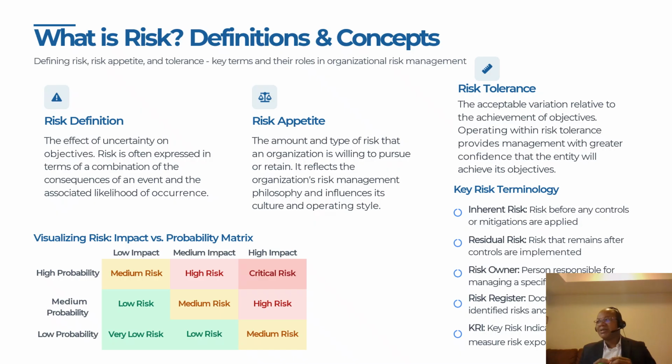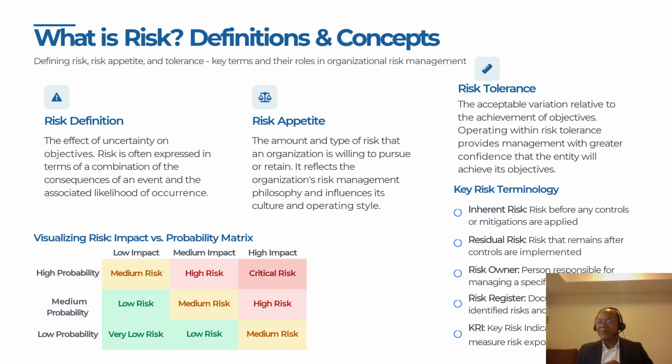Risk tolerance is the acceptable variation relative to the achievement of objectives. Operating within risk tolerance provides management with greater confidence that the entity will achieve its objective. There are certain things you can't tolerate. There are certain risks you want to tolerate. So that's why it's important.